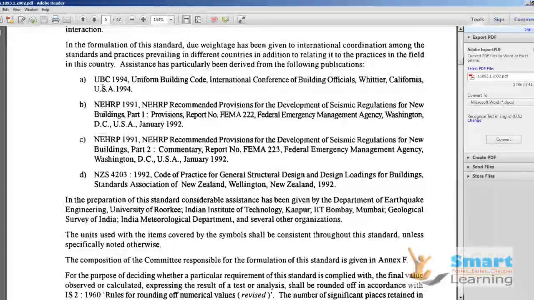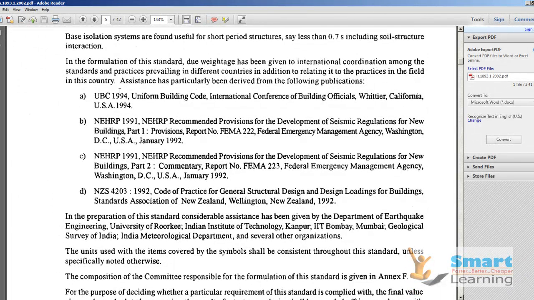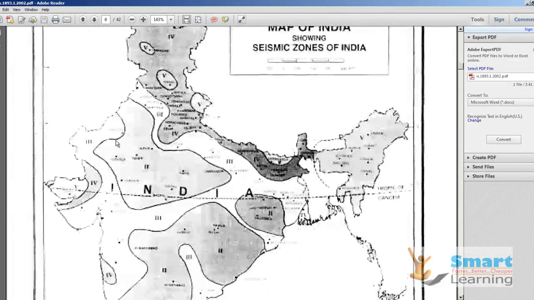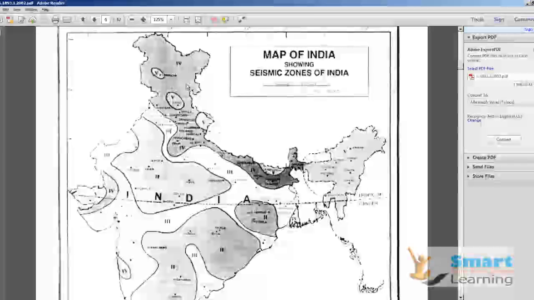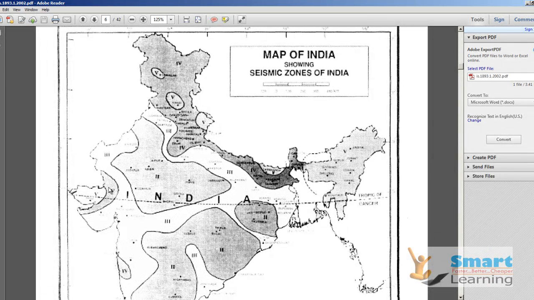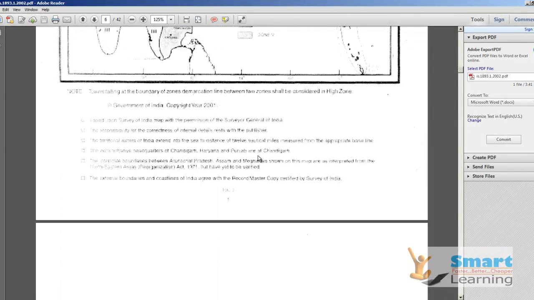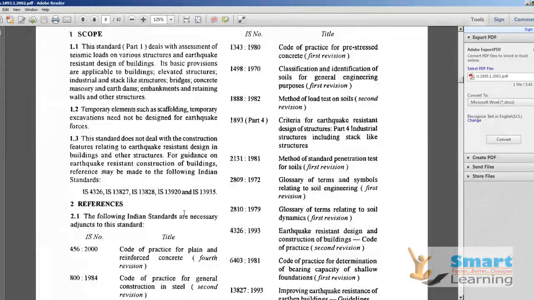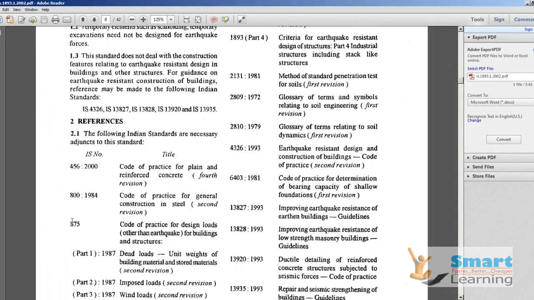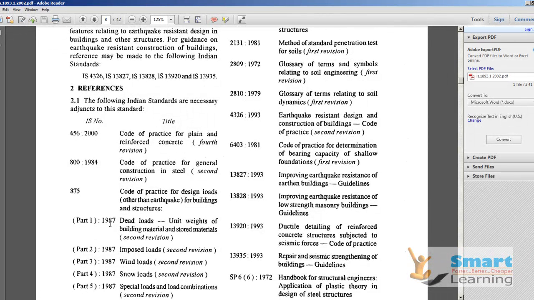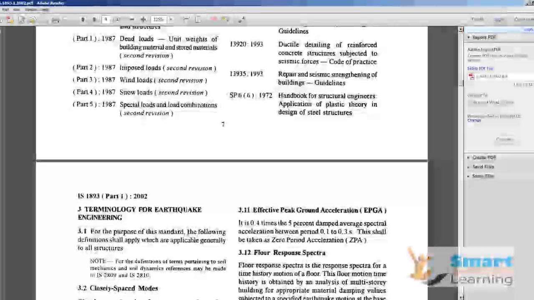In line with other codes like UBC, the compliance has been designed so that once you know IS 1893, you can easily migrate to IBC, UBC and other countries' codes. This is the seismic zone map of India, and you can see the different areas designated as zone 2, zone 3, zone 4 and zone 5. These are the zone 5 regions. Next you can see the references of the code, like 456 2000, 800, 875, dead loads Part 1 1987, imposed live loads 1987, wind load, and so on.